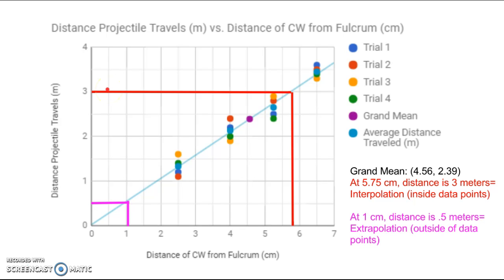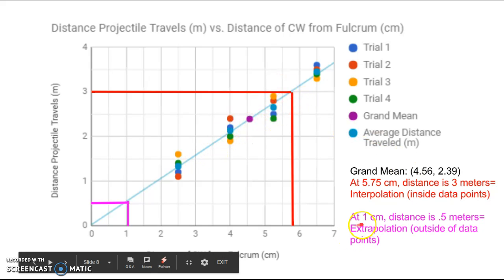Everyone's trend line might have been a little bit different. Your number might have been slightly different. But if you were close, I accepted that. And that's an interpolation because look at my data points. From here to here, anything in between would be an interpolation.